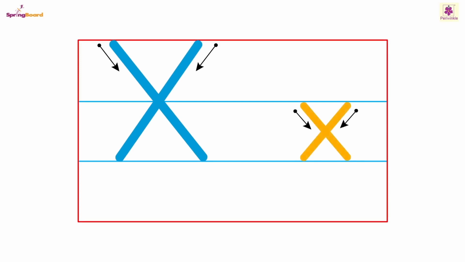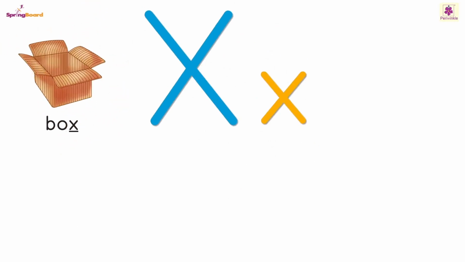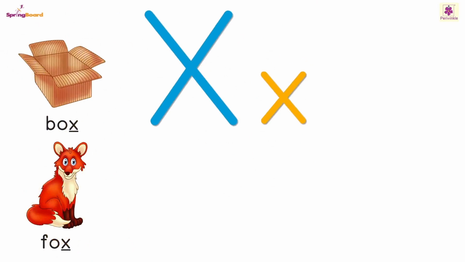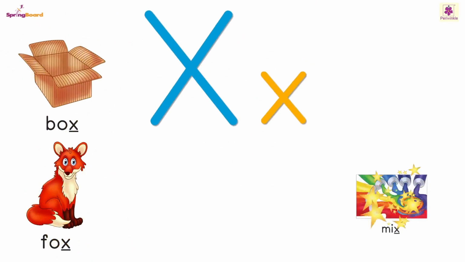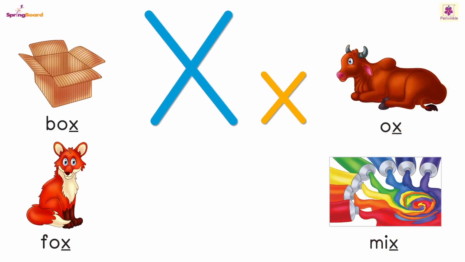This is letter X. The sound of letter X is X. This sound of letter X is heard in words like box, fox, mix, ox. Usually, this sound of letter X comes in the end of the words.